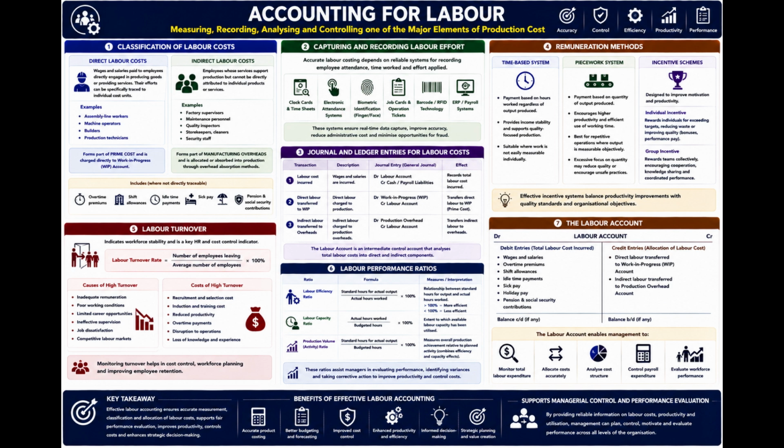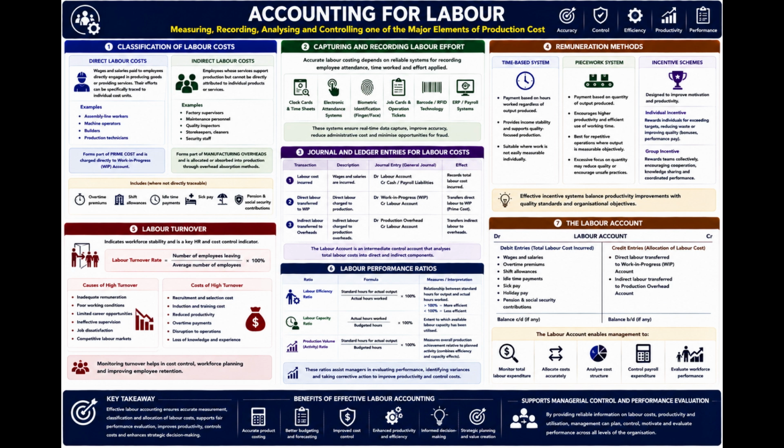Organizations adopt different remuneration methods depending upon production processes, motivational objectives, and operational requirements. Under time-based remuneration systems, employees receive payment according to hours worked regardless of output produced. This method provides income stability, supports quality-focused production, and is appropriate where work cannot easily be measured individually. However, it may provide limited incentives for improving productivity. Under piecework systems, employees are paid according to the quantity of output produced, encouraging higher productivity and efficient use of working time. Piece rate systems are particularly suitable for repetitive manufacturing operations where output can be measured objectively. Nevertheless, excessive emphasis on quantity may reduce product quality or encourage unsafe working practices if appropriate controls are absent.